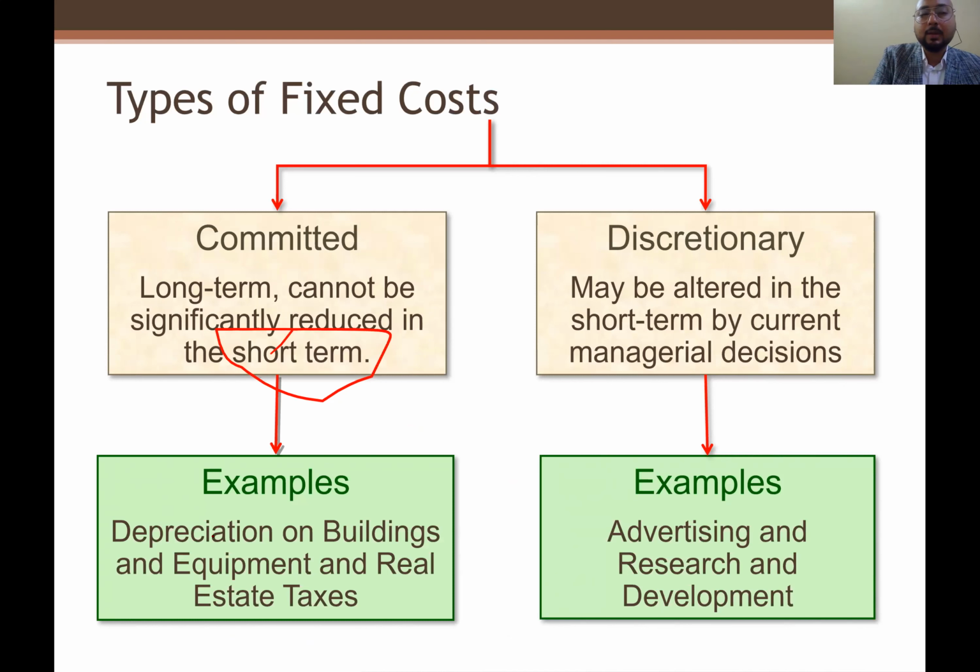You can hire at a lower value. Or depreciation of building and equipment, real estate taxes and all the stuff. These are committed costs. Discretionary cost is a cost which you can decrease significantly in the short term as well. Once you decided, it is fixed. For example, you said, we will spend 100,000 in research and development this year. But after 6 months, you realize, no, I think the budget is too high. Then you change it. We will only spend 600,000, that's it.